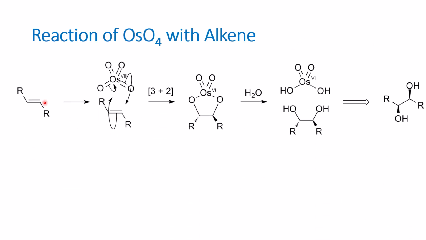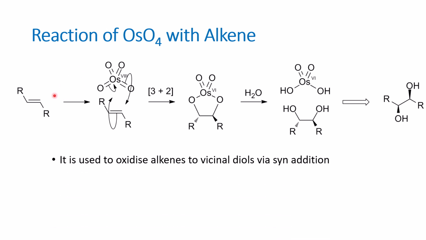So when you see the reaction, it is a simple addition of 2 hydroxyl groups across the double bond. So alkenes are converted into dihydroxy compounds or diols, and these hydroxyls add from the same side. That is why they are called vicinal diols. And because it is adding from the same side, it is called syn addition.